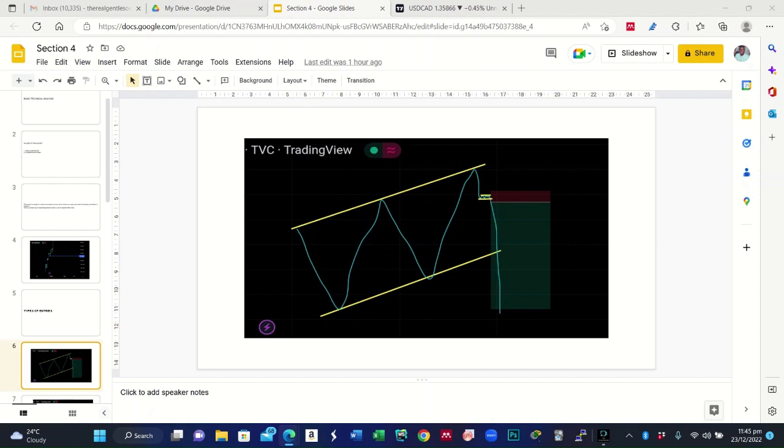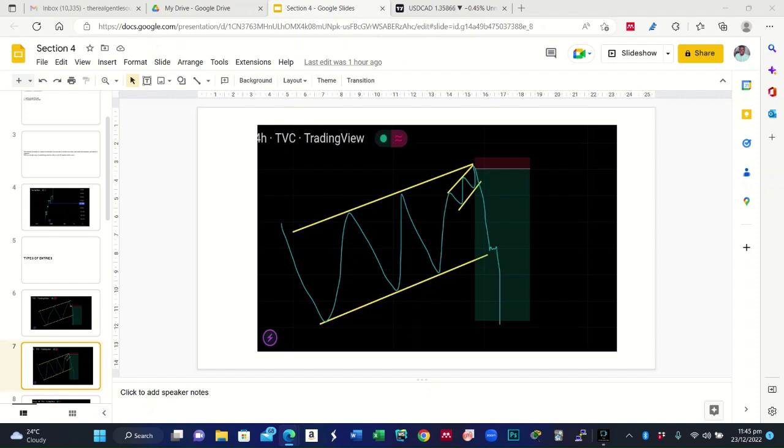So your take profit can be at where the correction started. That is where you can place your take profit. But your stop loss has to be above the correction. So you make sure that your stop loss is protected. So that is entry type number one.